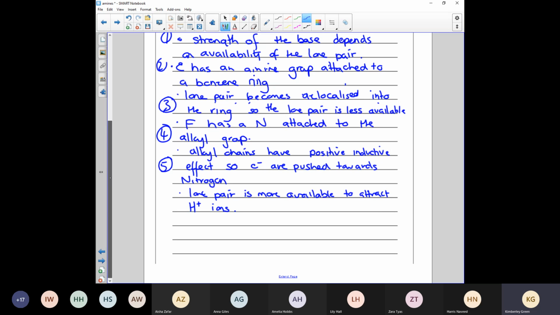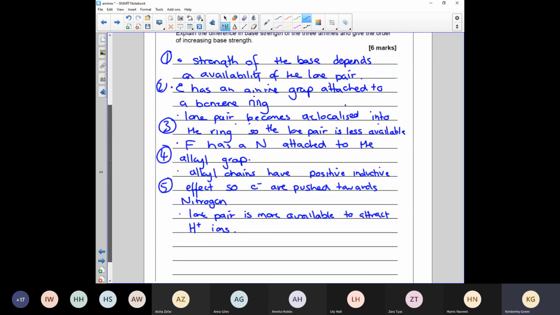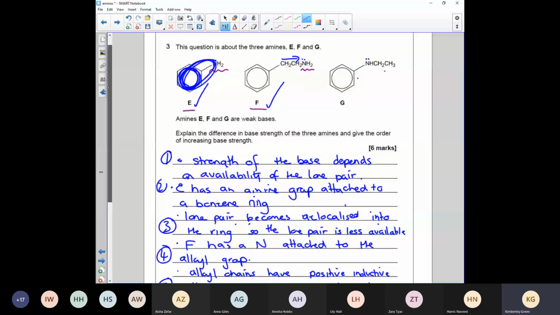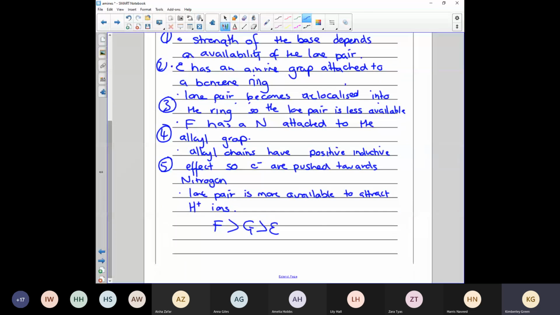Just putting them in order of increasing base strength. So you pretty much had to say that F was the strongest, then G, and then E, in that order, because it does say to give the order of increasing base strength. So that was your 6th mark. You didn't really have to mention anything about G. You could say G had an alkyl group, so it had electron density pushing towards it, lone pair more available than E, but you didn't really have to talk about G as such, to get the marks anyway.